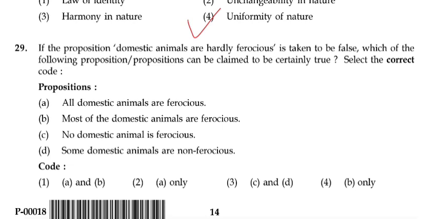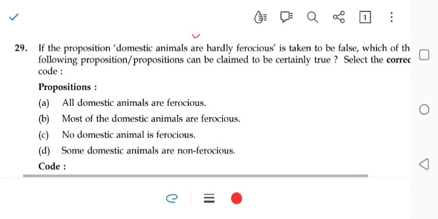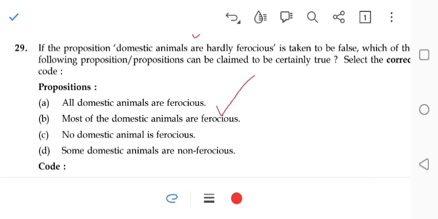29. Correct answer will be A and B. All domestic animals are ferocious. Most of the domestic animals are ferocious.